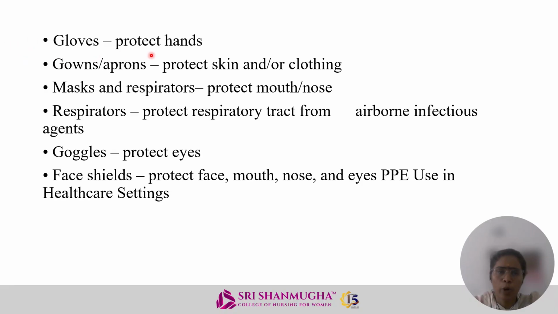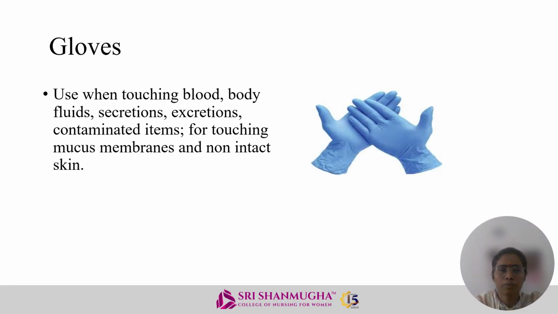Gloves protect hands. Gowns and aprons are used for protecting clothing. Masks and respirators protect the mouth and nose. Respirators protect the respiratory tract from airborne infectious agents. Goggles protect eyes. Face shields protect face, mouth, nose and eyes. These are PPE used in healthcare settings.